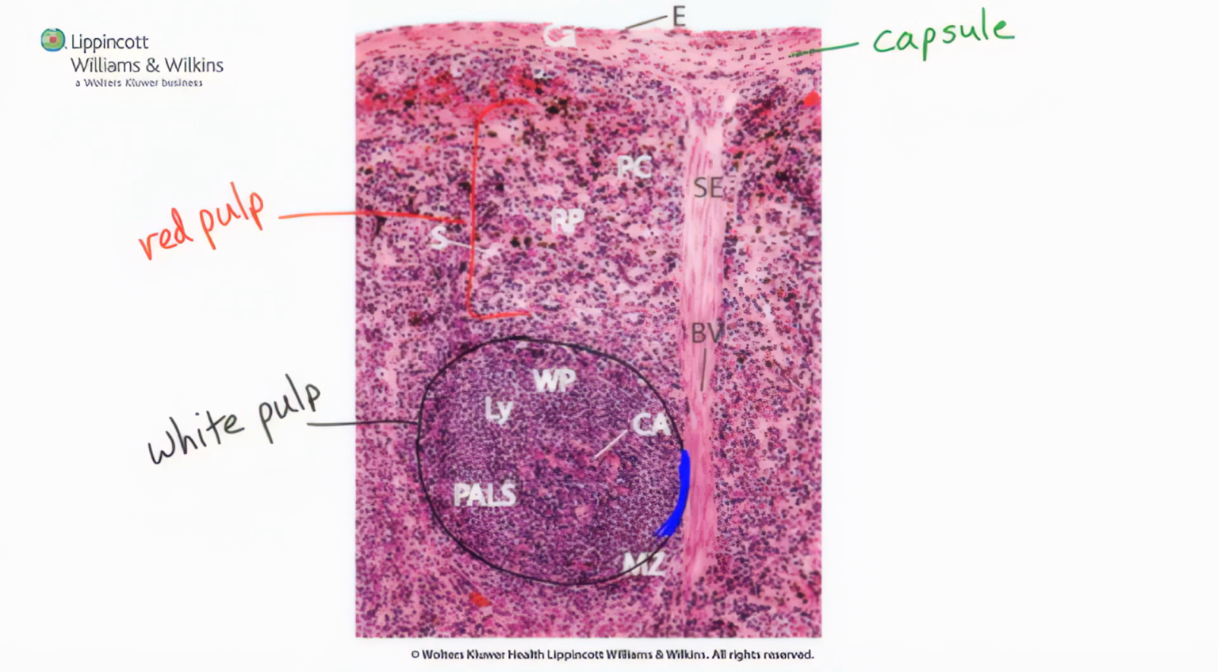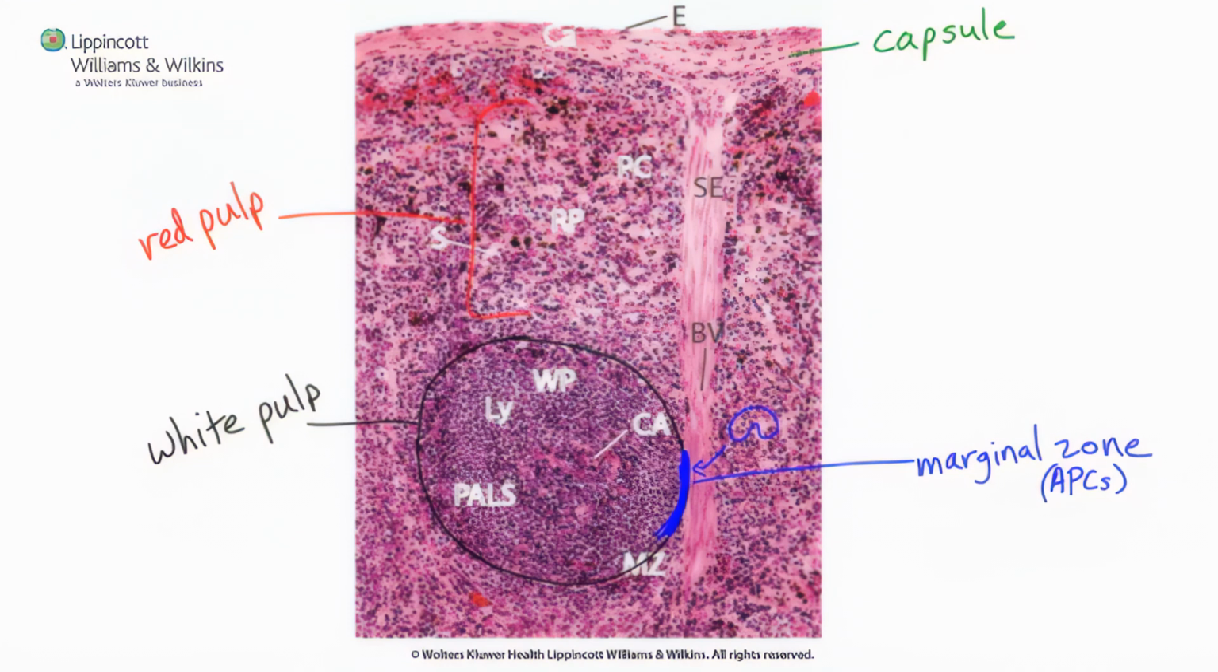Now, this area on the edge of the white pulp is called the marginal zone because it's on the margin between the red pulp and the white pulp. The marginal zone is where you find antigen-presenting cells, including macrophages, and these macrophages are presenting antigens to the lymphocytes in the white pulp. So the macrophages patrol the red pulp looking for antigens, and when they find antigens, the macrophages scoop them up and bring them to the marginal zone and then present them to the lymphocytes in the white pulp.